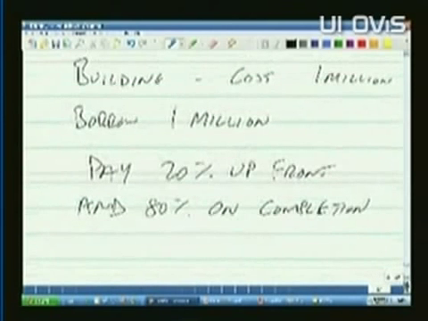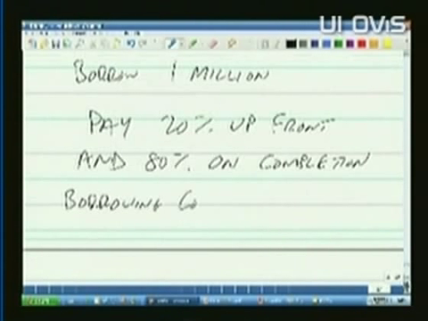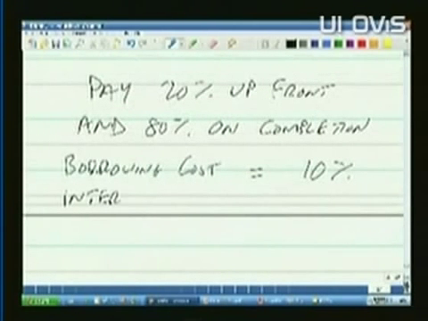So the company that is building this for me, they're charging me £1 million, and I'm only going to give them 200,000 up front, and I'm going to give them the other 800,000 at the end when the building is ready for use. Okay. My interest cost, or my borrowing cost, let's just say is 10%, and I get interest income at say 2%. As we know, it's always more expensive to borrow money than it is to lend money. So on my borrowings I get charged 10%, and on my investments I receive 2%.